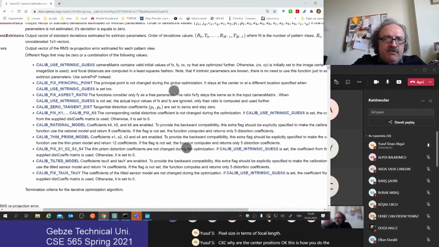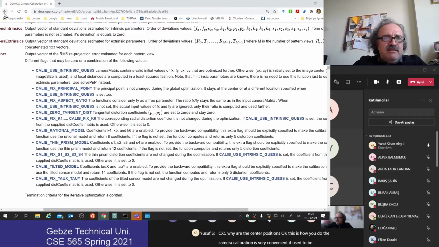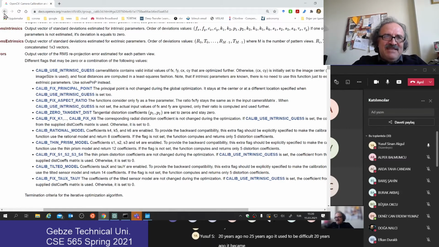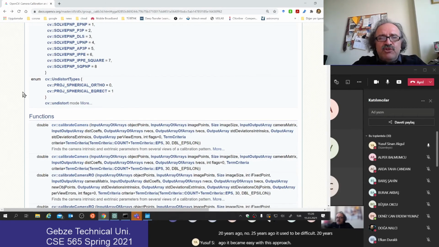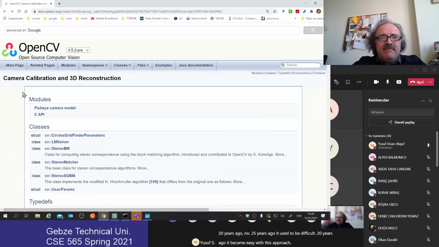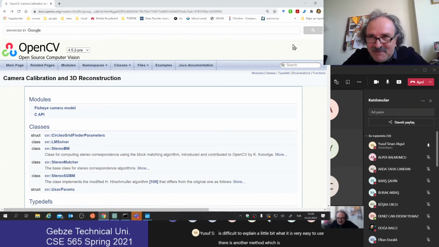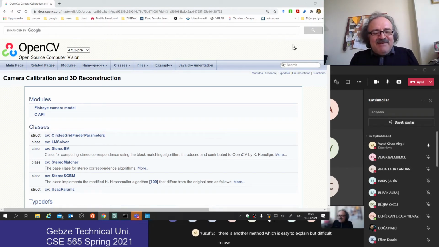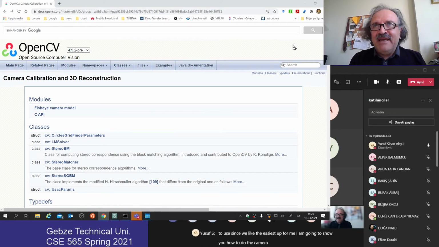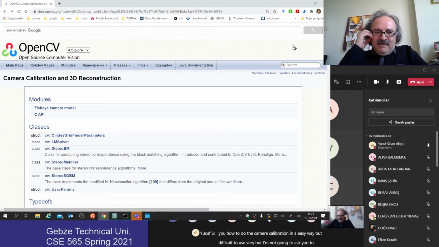It is very convenient. It used to be very, very difficult, like 25 years ago. 20 years ago it became easy with this approach. This way of calibrating a camera is a little difficult to explain, but it is very easy to use. There is another method which is easy to explain but difficult to use. Since we like the easy stuff, I am going to show you how to do the camera calibration in that easy to explain but difficult to use way, but I am not going to ask you to do the camera calibration with that method.